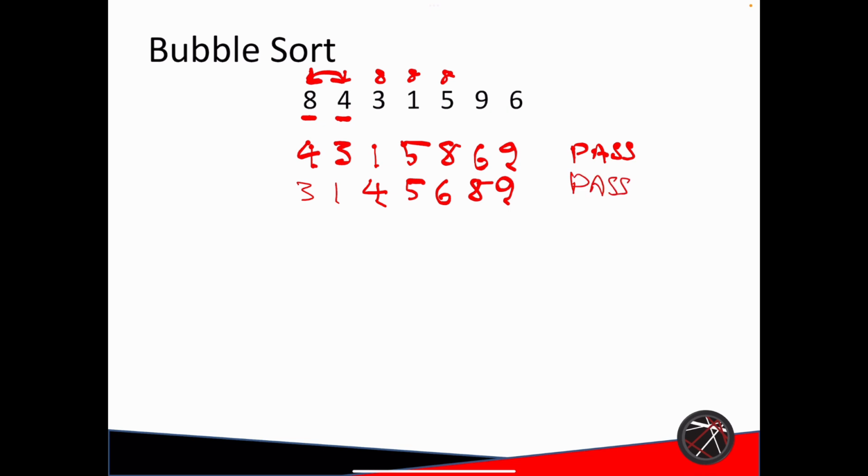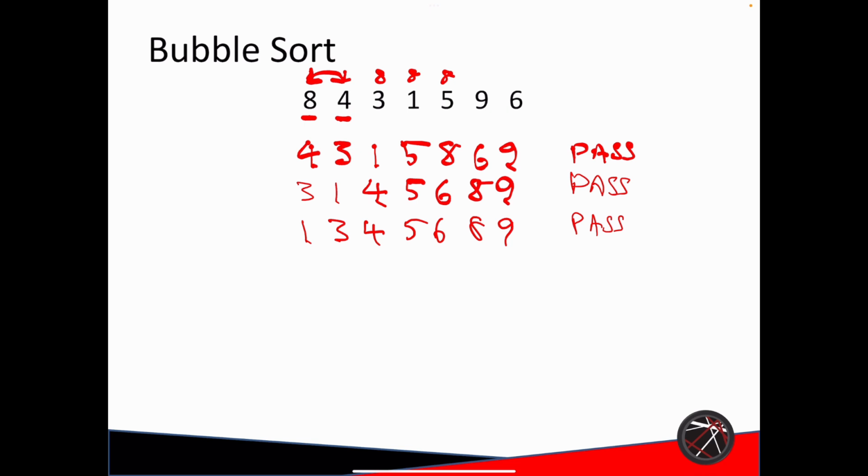Pass. Okay, start again. So 3 is compared with 1, we'll swap. 3 is less than 4, so we'll then stop where it is. 4 is compared with 5, we'll stop where it is. 5 will stop where it is, 6 will, 8 will, and 9 will. So we still had a swap, and therefore we again have another pass.